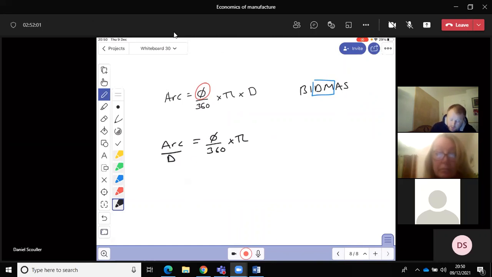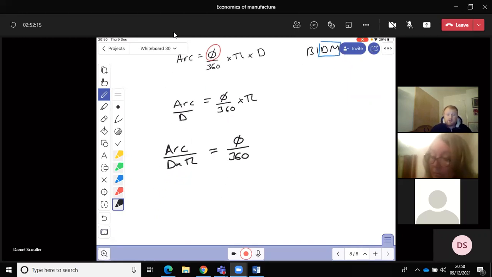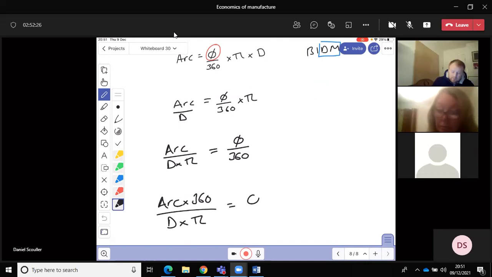Same thing with pi. And same thing with the 360. So the 360 becomes a multiply on the other side. So it becomes arc multiplied by 360 over diameter times pi. That will leave us with angle.